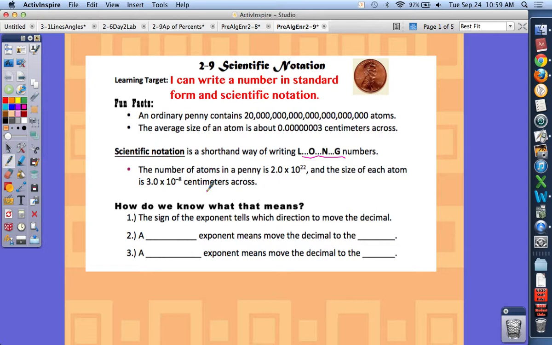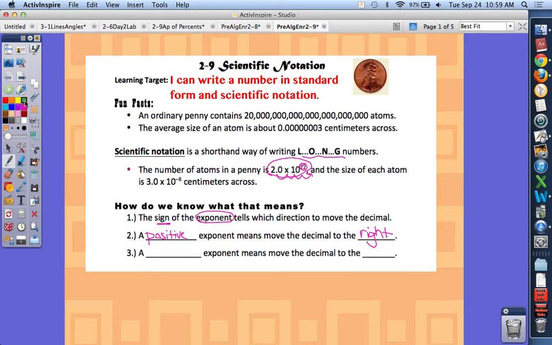So how do we know what that means? When you read scientific notation numbers, the sign of the exponent tells you which direction to move the decimal, okay? Very important. The sign of the exponent is going to tell you which way to go. So if you see a positive exponent, we have a really large number. This number here is really large, so we would take that decimal and we would move it to the right however many spaces we need to based off of the exponent. So if the exponent says 22, we move that decimal 22 spaces to the right.